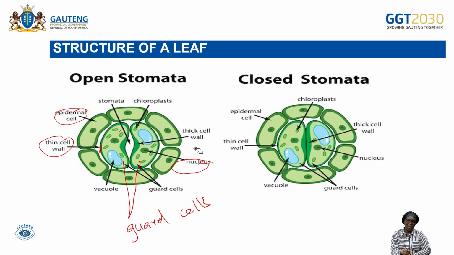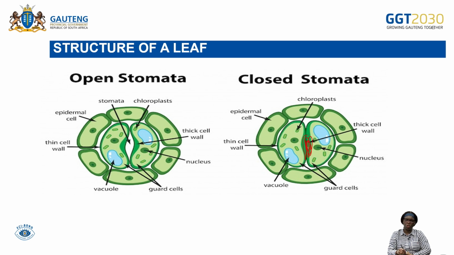But this stomata, this one is open. It is open because we can see that there is a passage here. And when it is open, it allows the movement of what? Water can move through, and the gases can also move through. Now, this one is closed. Can you see there is no space now between the two guard cells? This shows that this stomata is closed.